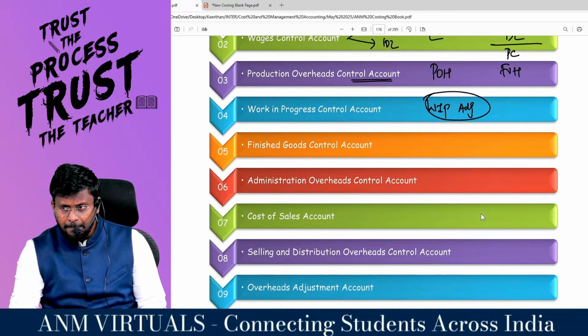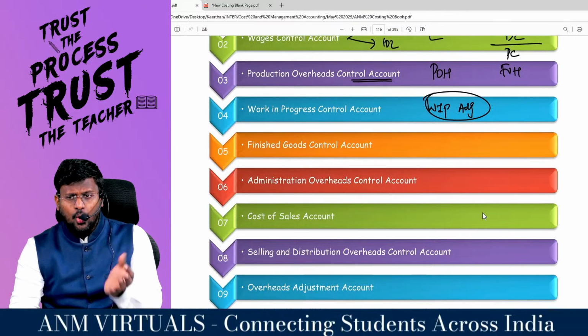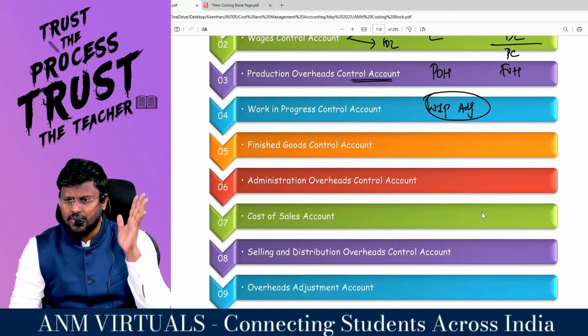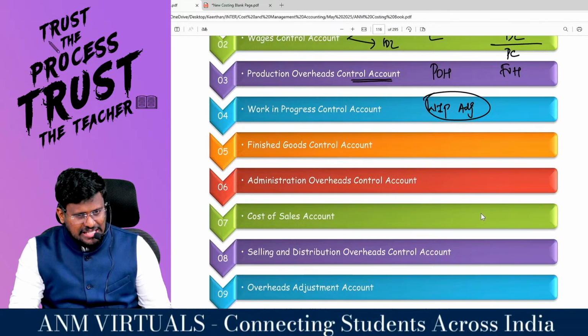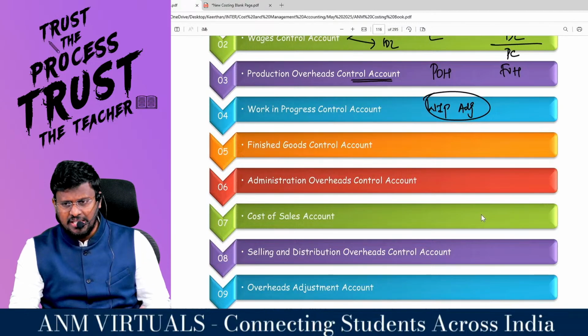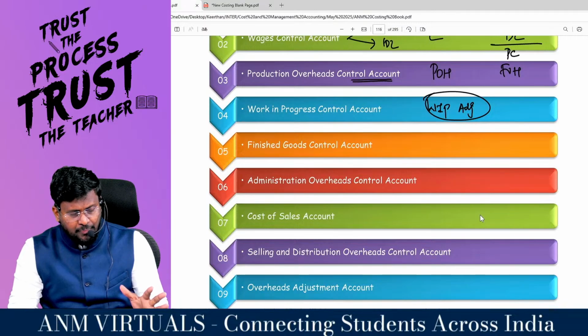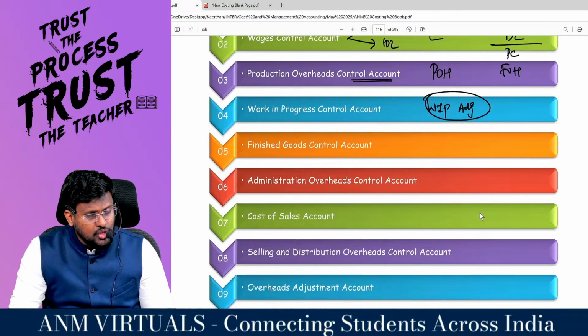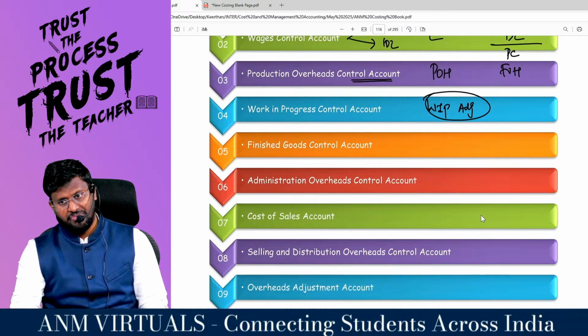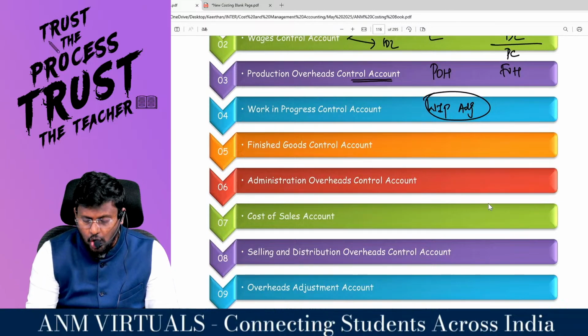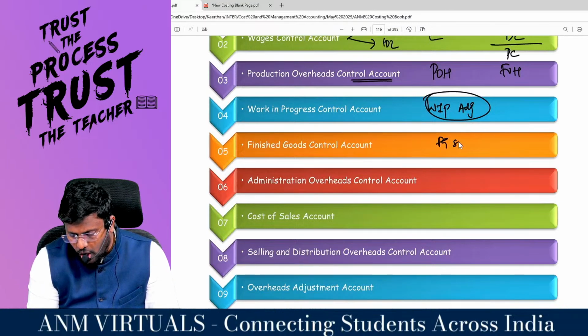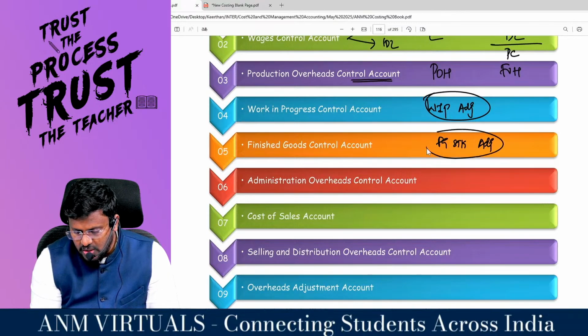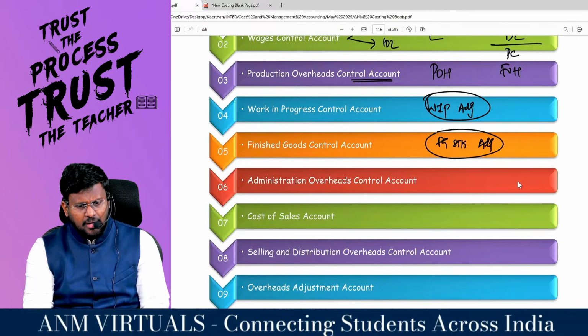In the factory, you will get the cost of production. You add the opening stock of finished goods and you will get the COGAS. From that COGAS, cost of goods available for sale, you have to reduce the closing stock of finished goods. Finished goods stock adjustment has to be done under the finished goods control account.